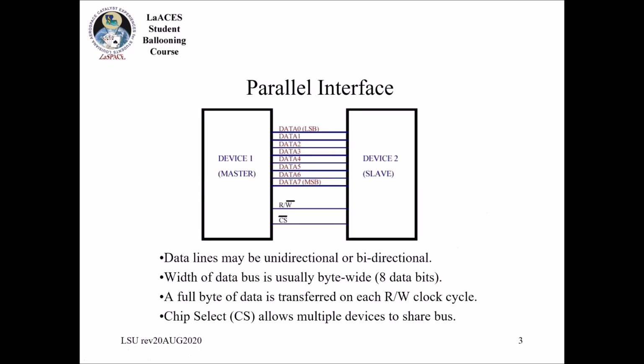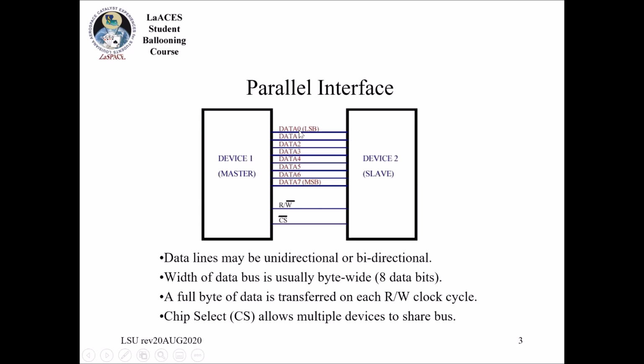This is not really the opposite, it's just a different interface: a parallel interface. Again, we see there's a device 1, typically a master, and then device 2 might be a slave. The same thing applies with the other serial interface, where there could be a master and slave device as well. So you might see that come up again.